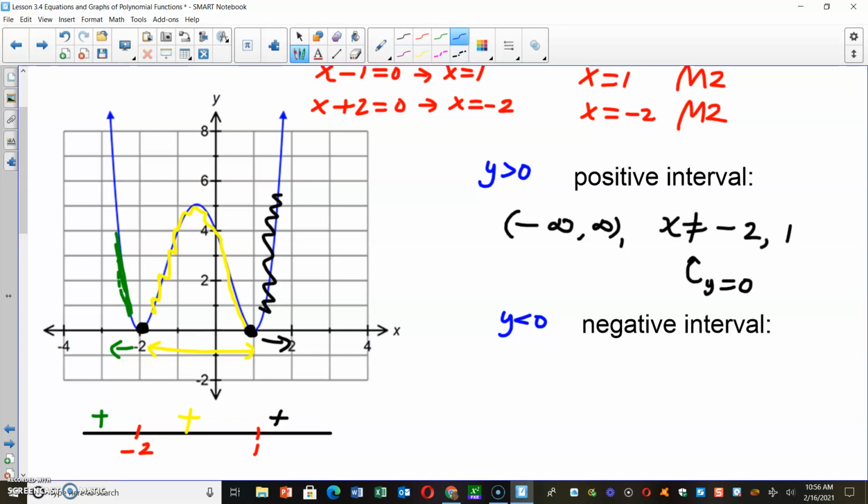In this particular example, there's no function below the x-axis, so we do not have a domain for the negative interval. So I'll just say not applicable.